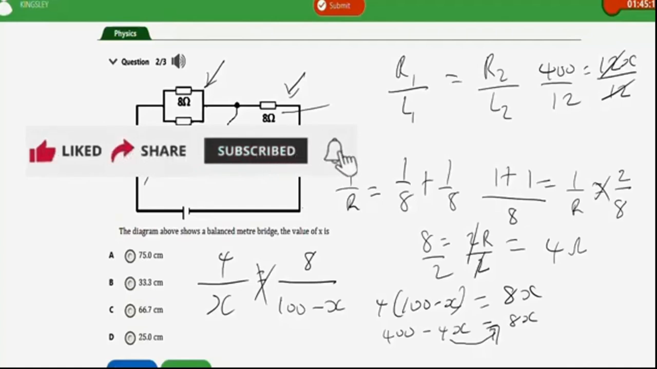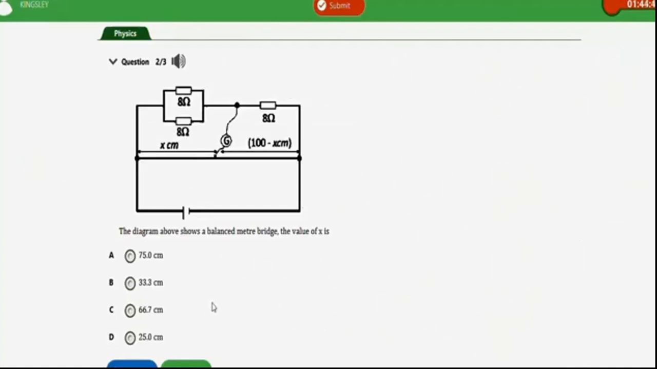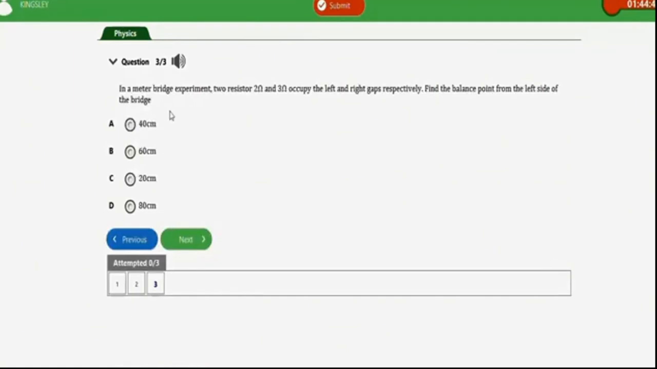Let's wipe this. Okay, so the last repeated question will be this one. It says, in a meter bridge experiment, 2 resistors, 2 ohms and 3 ohms, occupy the left and right gaps respectively. Find the balance point from the left side of the bridge.